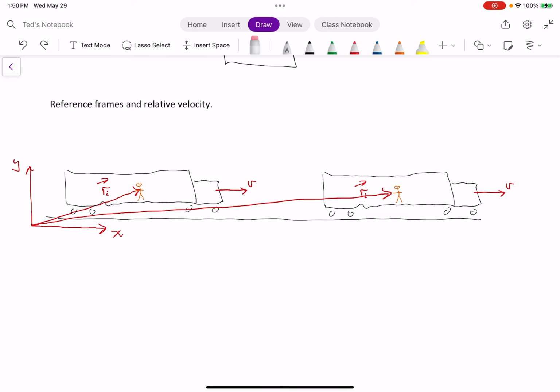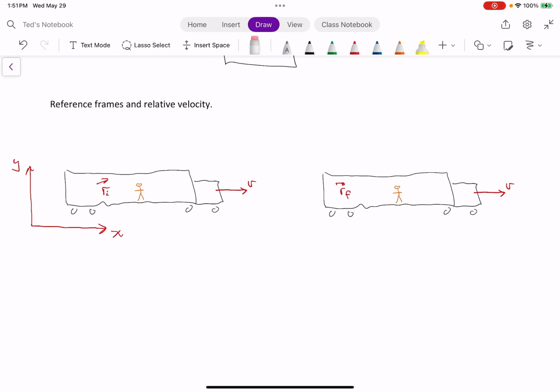Okay, see if I can fix that. My R final vector would be over here, and it's pretty clear that R is changing, so the person has a velocity. And in fact, the velocity of the person is the same as the velocity of the truck. Okay, and that makes sense. We've got an object that's moving, and so it has a velocity.